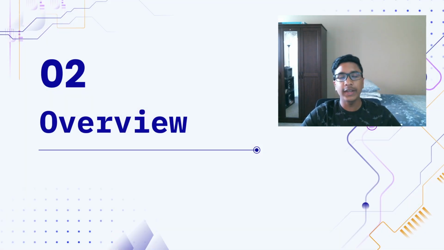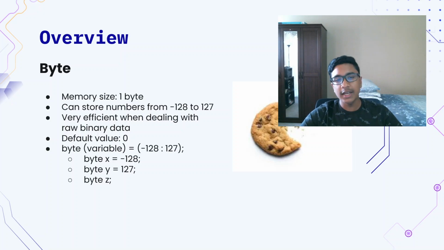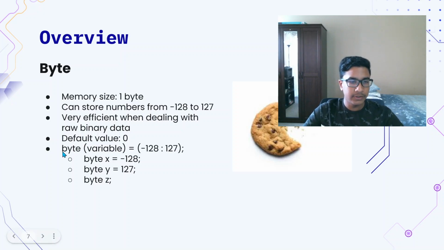Now let me give you an overview of each data type. First, let's talk about byte. Its memory size is 1 byte, and it can store numbers from -128 to 127. It is very efficient when dealing with raw binary data, meaning it could store zeros and ones very efficiently. Its default value is 0, meaning if we don't set a byte value equal to a number, it'll automatically be assigned 0. And here's how you set up a byte primitive data type. First, you say byte, the name of the variable, and give a number between these two values. If you give an incorrect input, a syntax error will occur.